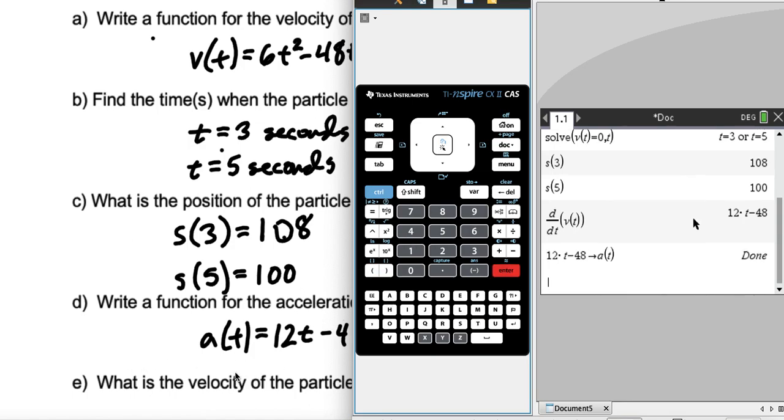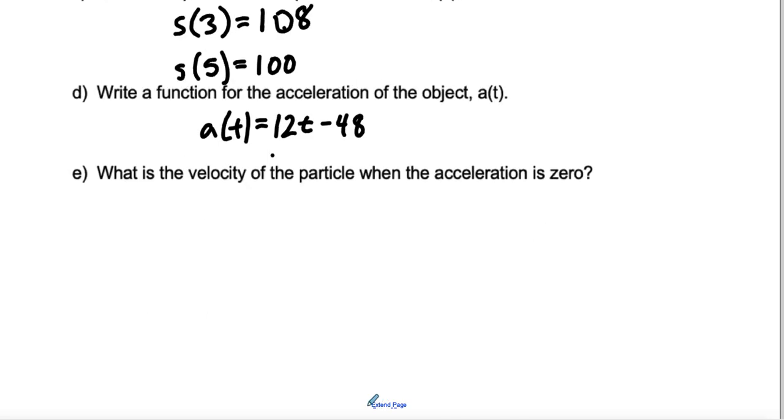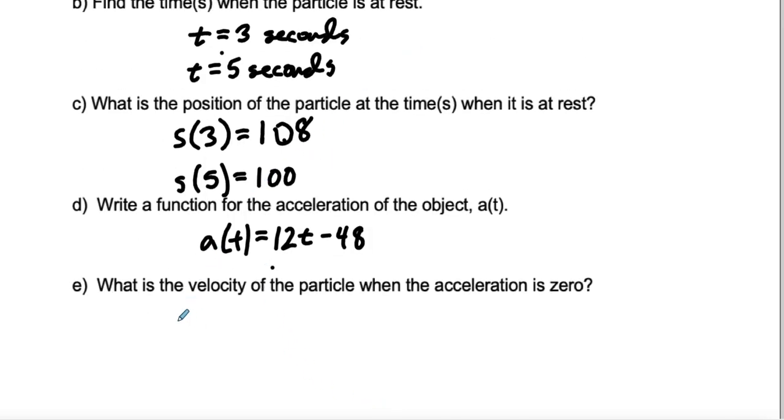And the final part, it says, what is the velocity of the particle when the acceleration is 0? Well, I'm going to go ahead and do this by hand, but then I'll show you at the end how you can do that with the calculator as well. So I have a of t. I need to find out when the acceleration is 0. What's the time when the acceleration is 0? Well, I have 12t equals 48, so t equals 4 seconds, right?